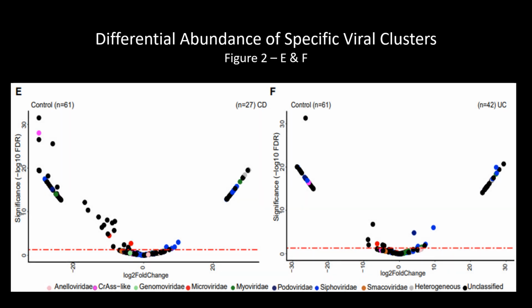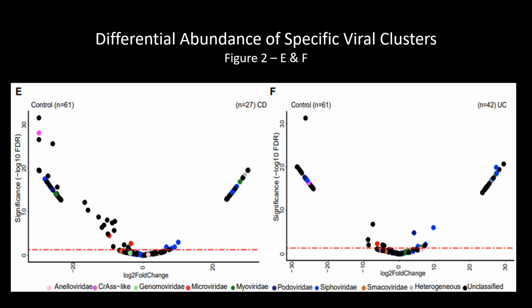2E and F show volcano plots showing viral clusters that are differentially abundant between Crohn's disease and the controls, which is E, and ulcerative colitis and the controls, which is F. Everything below that red dotted line you see at the bottom is insignificant. With both of these figures, temperate bacteriophages, which are the Siphoviridae and the Myoviridae, are increased in IBD, and virulent bacteriophages, which are the Microviridae and crAss-like phages, are much more abundant in the controls.